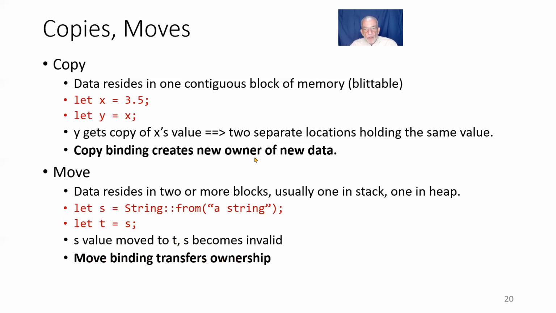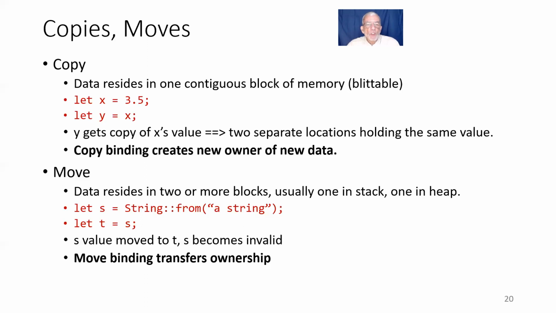Copy binding creates a new owner of new data. Move binding transfers ownership. Copy happens when the data is blittable. Move happens when the data is not blittable. I can't do it with a single memcpy. I can't copy a string because there's two hunks of it. Part of it on the stack, I can blit that, and part on the heap, I can blit that, but I can't do one blit and copy it.